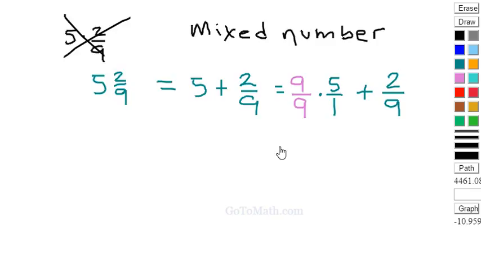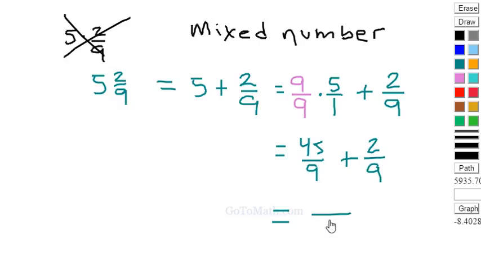We always have to get a common denominator. So now we have 9 times 5 is 45 over 9, plus 2 over 9. Okay, we have a common denominator. That was the idea. We want to add the numerators, and of course this is pretty easy. This is 45, 46, 47 over 9.